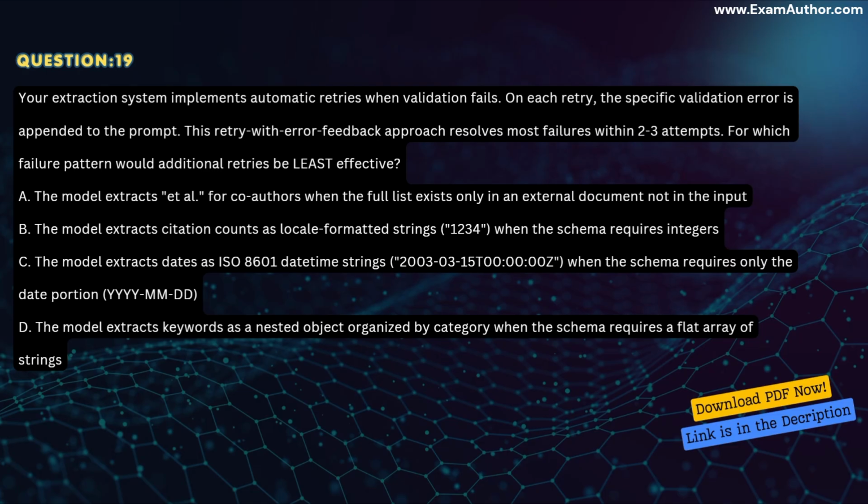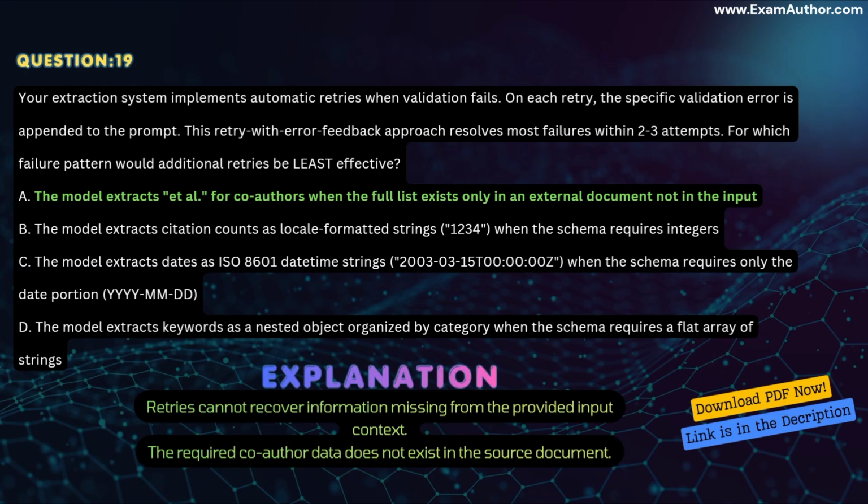Correct answer: A. The model extracts "et al." for co-authors when the full list exists only in an external document, not in the input. Explanation. Retries cannot recover information missing from the provided input context. The required co-author data does not exist in the source document.